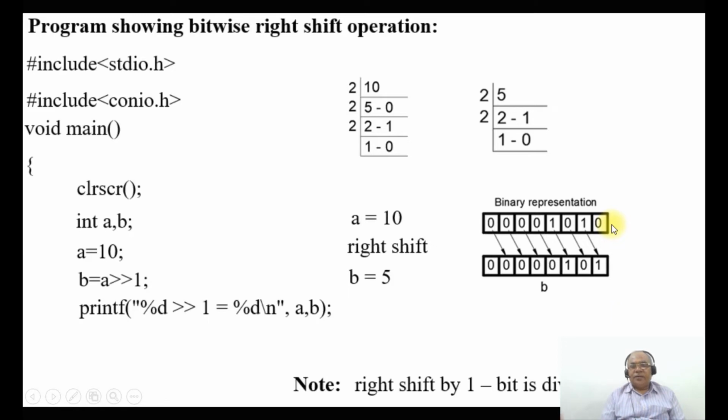So since it is a right shift operation, the last 0 is deleted, then a 0 is appended at the front. So 0 0 0 0 0 1 0 1. You can see here you have 4 zeros, and in this case you have 5 zeros. The last bit is deleted and a zero is appended here. So 4 zeros become 5 zeros, and 1 0 1 0 becomes, since the 0 is deleted, 1 0 1. So for the binary 1 0 1, b will be equal to 5. We get the final answer: 10 right shifted by 1 gives the value of b as 5.